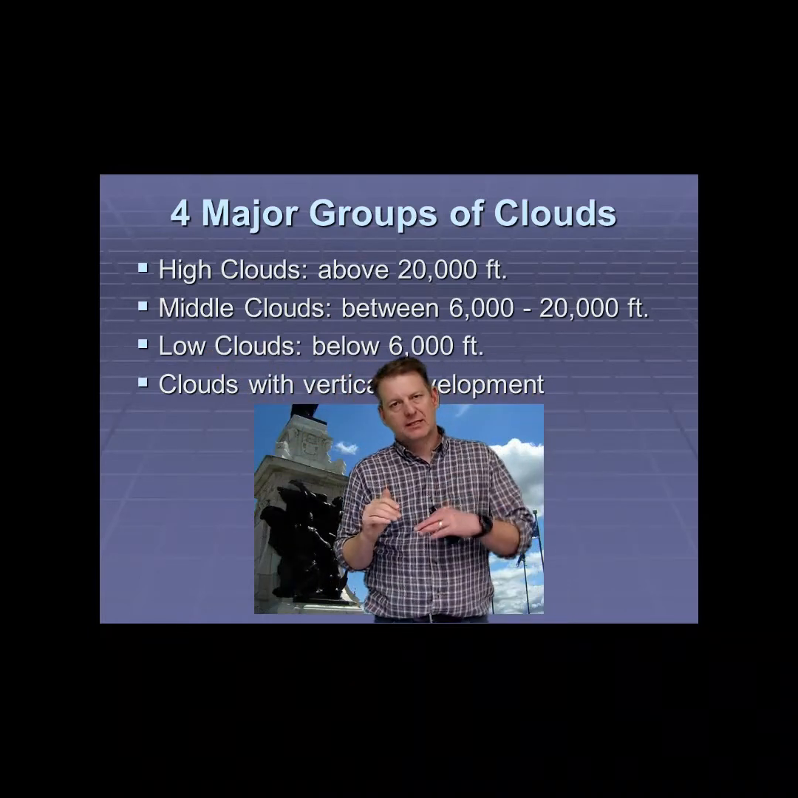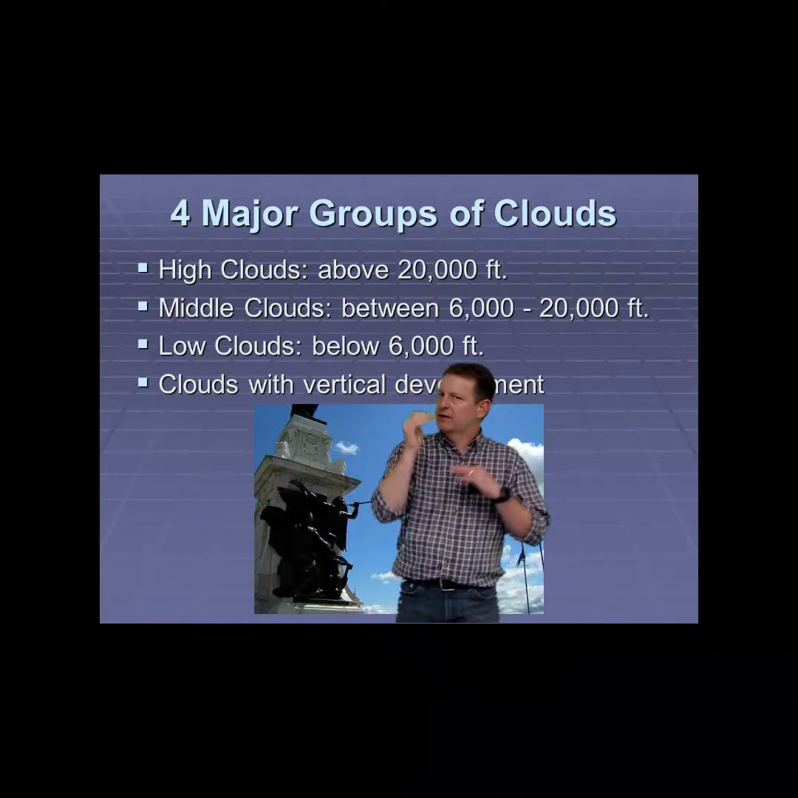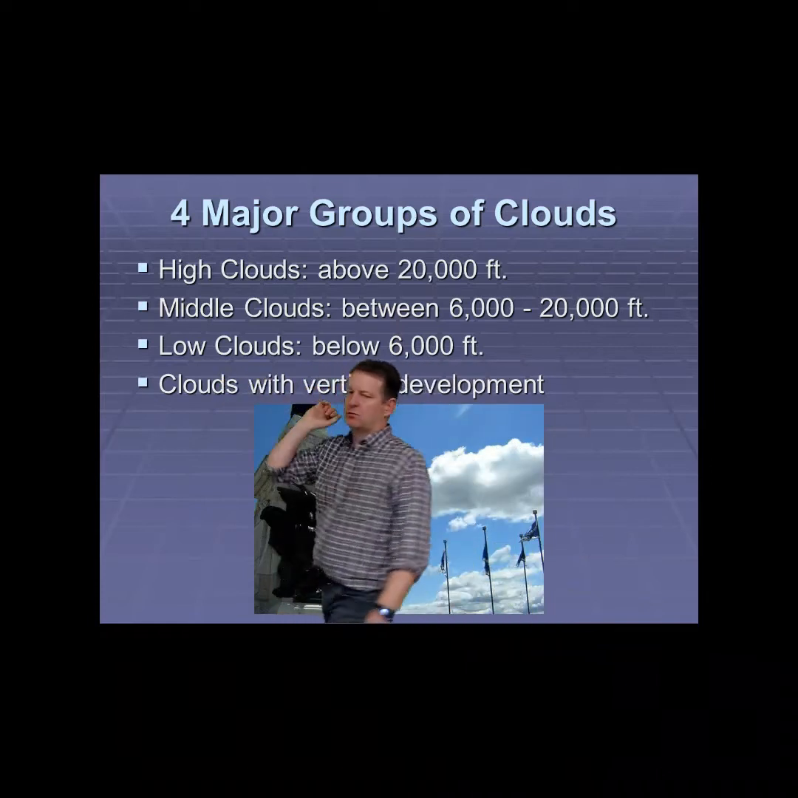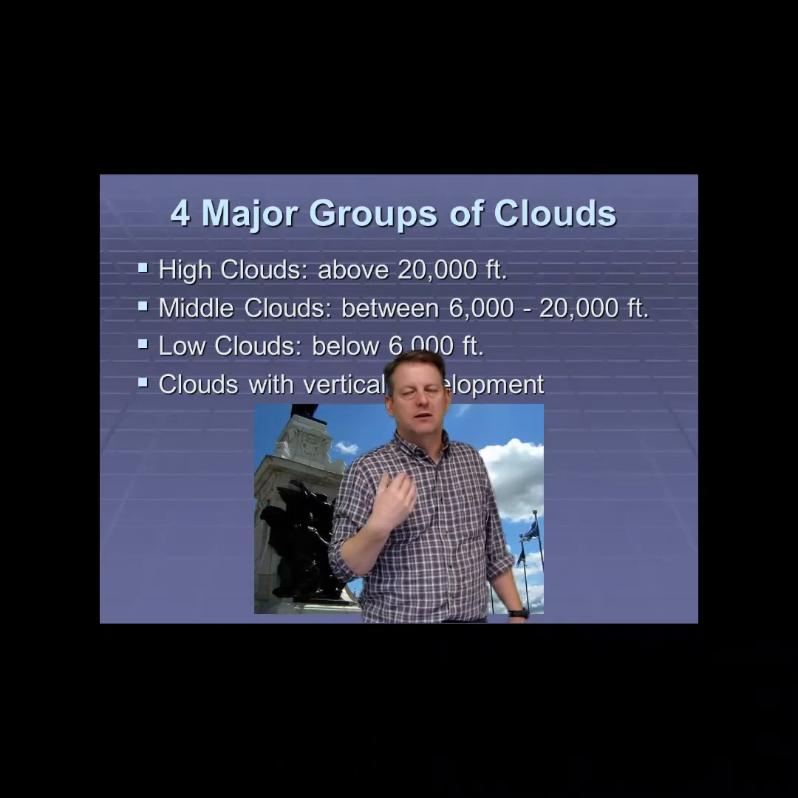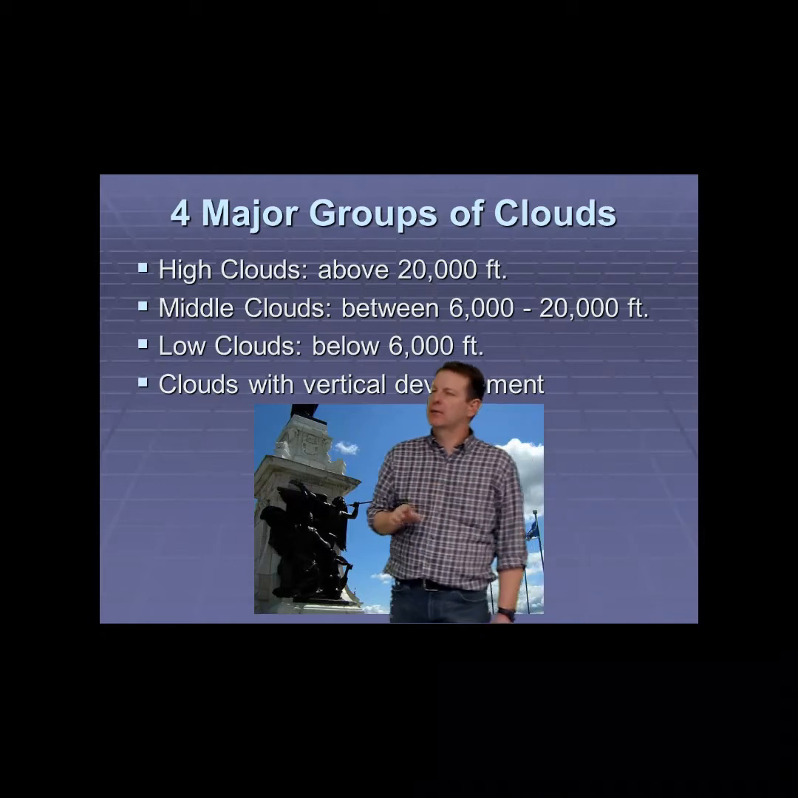The next one is the middle clouds, and these are between 6,000 and 20,000 feet. Because they're between 6 and 20,000 feet, they're probably going to have a little bit of thickness to them. And then we also have the low clouds, which are below 6,000 feet. These are going to be more of your winter type clouds. They're not really high clouds, they're a little bit lower. They can still storm, but probably not a lot.